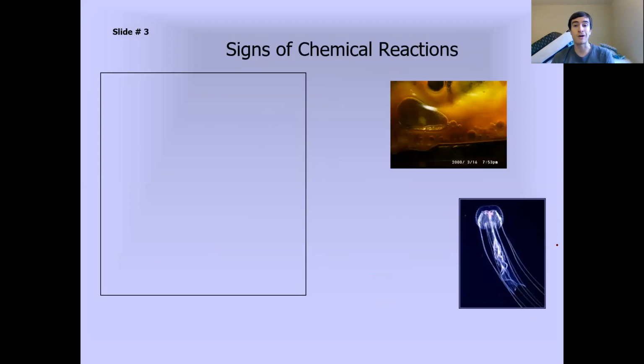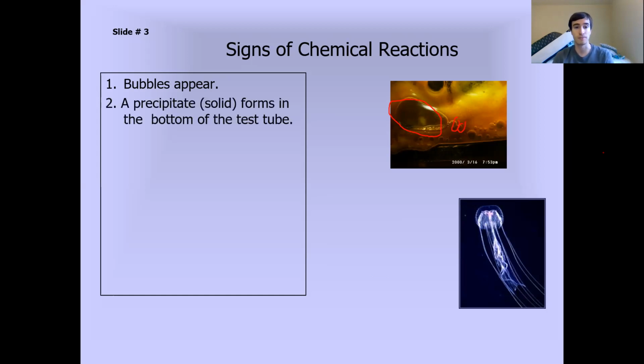So there are 6 major signs that a chemical reaction could be going on. Bubbles might appear, like in this beaker over here, we've got a whole lot of these little bubbles, or like when you drop an Alka-Seltzer tablet into a glass of water and all of a sudden it starts fizzing and going off. Those are signs that a chemical reaction is occurring.